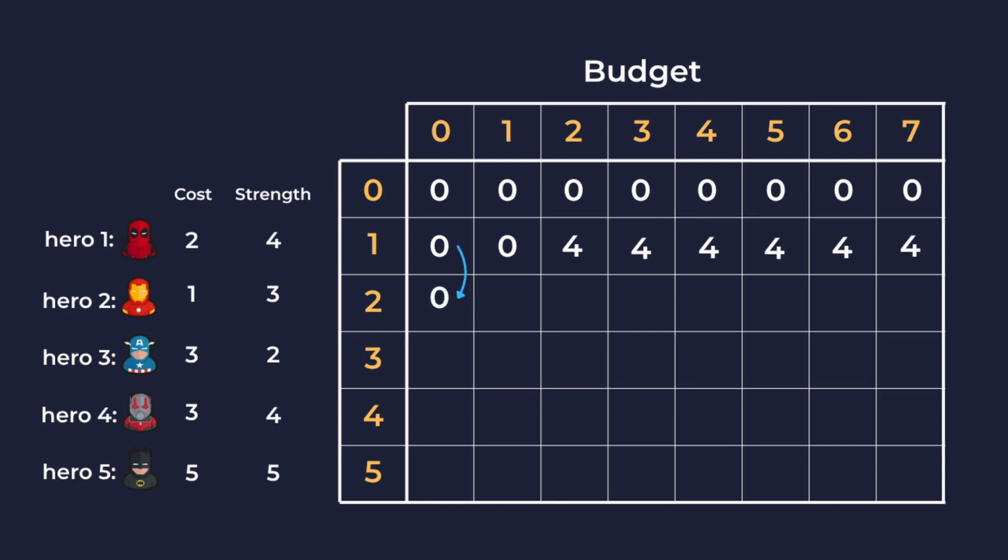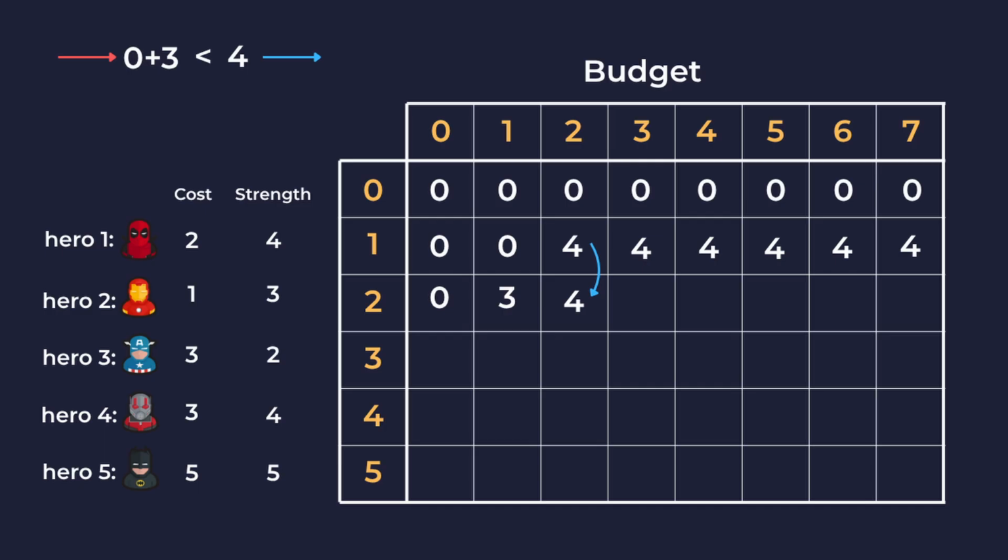Now we have Iron Man as an option too. We write 0 when the budget is 0. For budget 1, there's room to hire Iron Man, and since the current best value is 0, we write Iron Man's value. For budget 2, if we compare the current best value with the value from hiring Iron Man, the current best value is bigger, so we don't hire Iron Man.